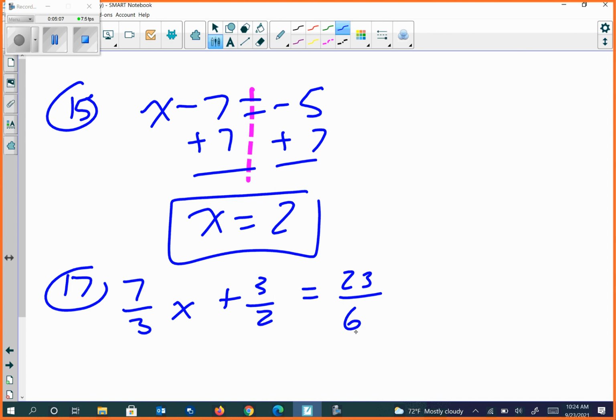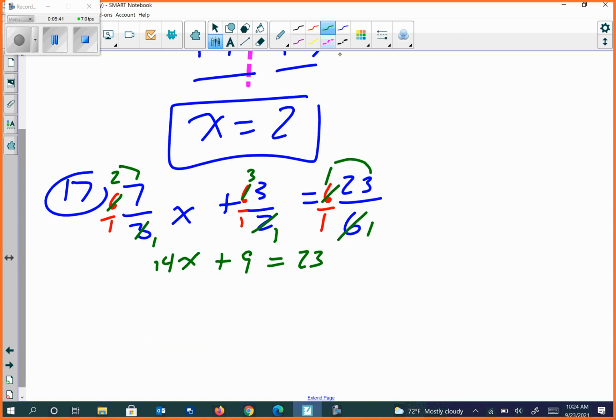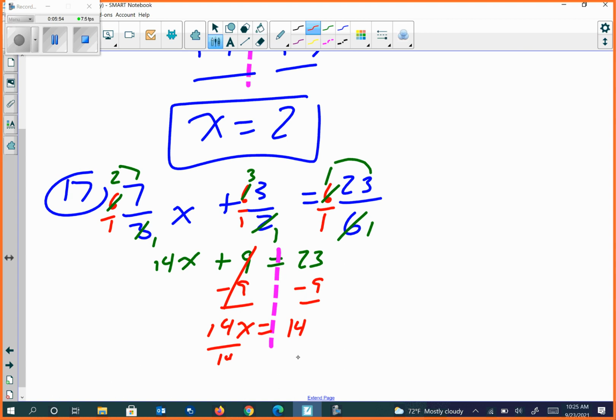So let's figure out what the smallest number is that 3 goes into, 2 goes into, excuse me, and 6 goes into. So if I multiply everything by 6 over 1, because 3 goes into 6, 2 goes into 6, and 6 goes into 6, if I do this, 3 goes into 6 twice, 2 times 7 is 14, so I get 14x, plus 2 goes into 6 3 times, 3 times 3 is 9, equals 6 goes into itself once, 1 times 23 is 23, and then we can go ahead and solve that. Subtract 9, those cancel, so 14x is equal to 14. Divide each side by 14, so you find that x equals 1. That worked out real nicely. Clearing denominators is something we'll use all along, so you'll start catching on, okay? Yeah.